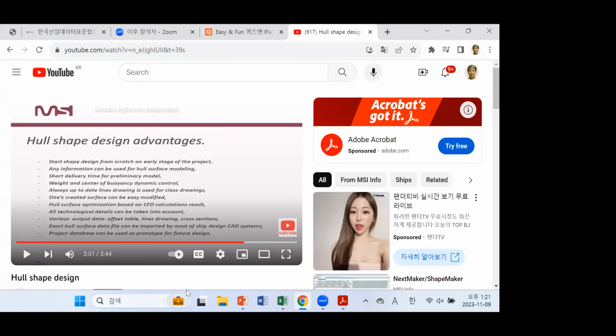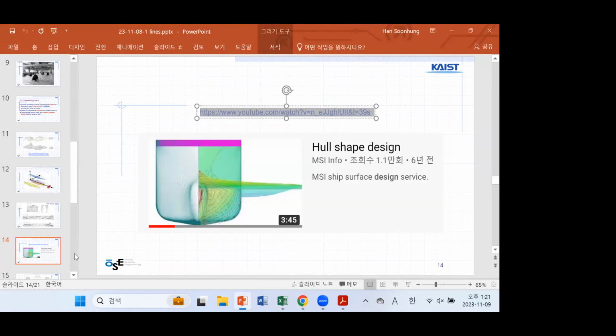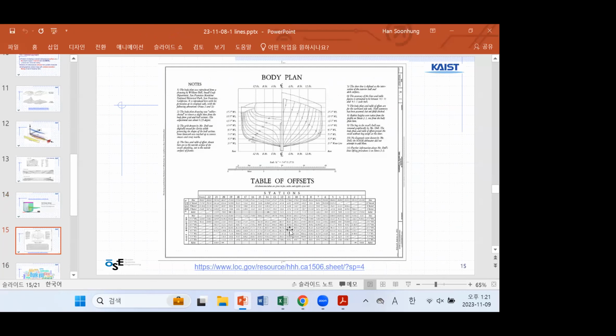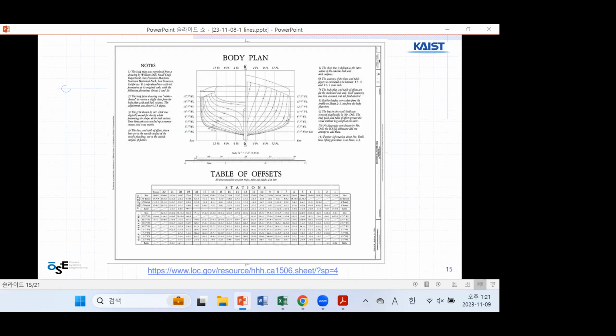Right, go on to the next slide. Oh, this is the final one. So this says body plan, and then they are saying this is offsets. You already saw from the video. Body plan, offsets. That was the starting point. Usually we started from this table in the old days when I was a student, and then drew three different lines. Right.